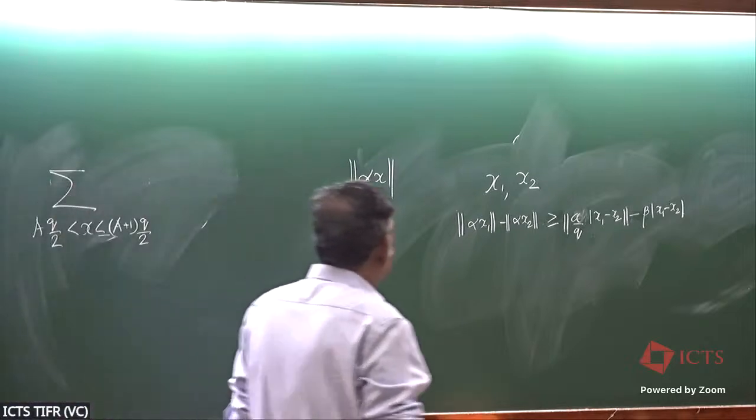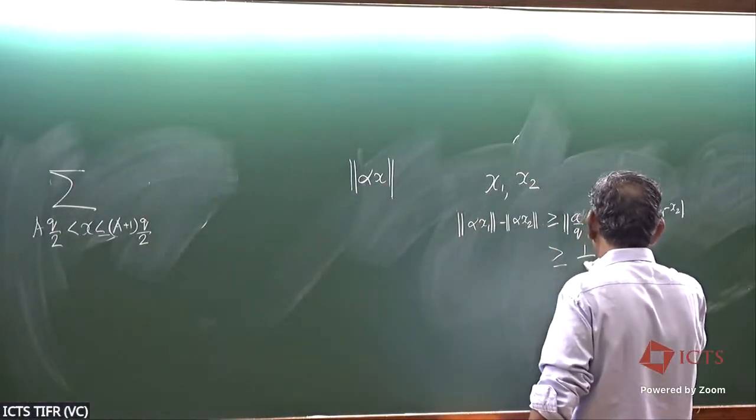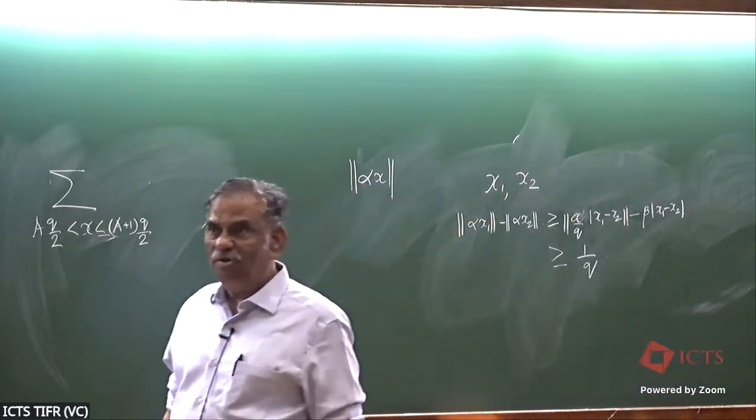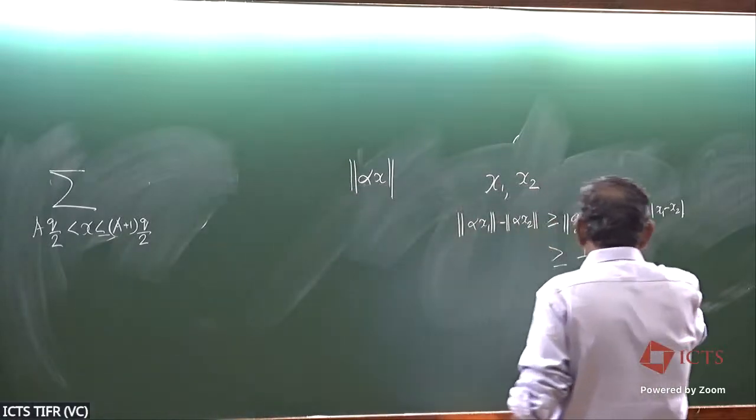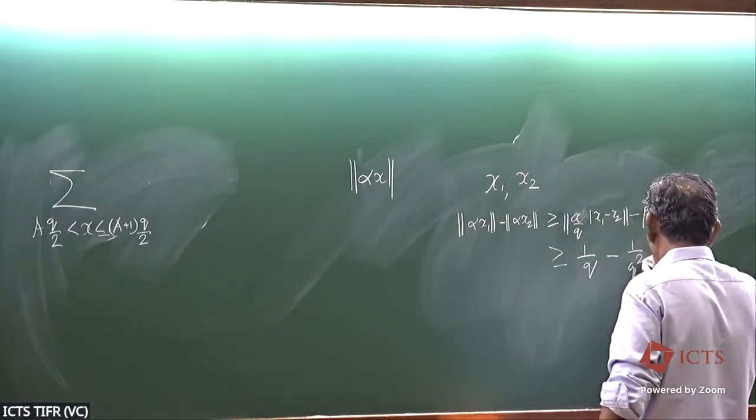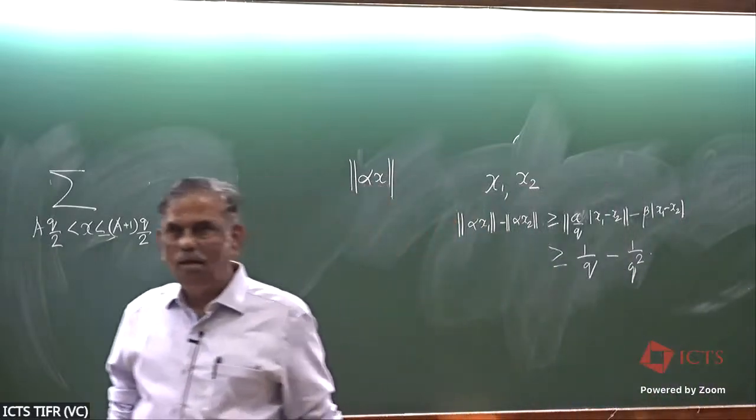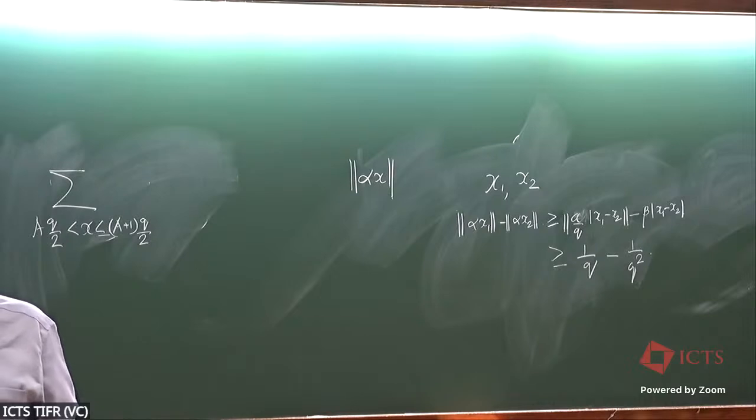And now look at this funny thing. This number is at least 1 over Q, because x1 is not equal to x2, and x1, x2 come from an interval of length q over 2. Since they come from an interval of length q over 2, it cannot be 0 mod q. Since it cannot be 0 mod q and they are distinct, therefore A over q into x1 minus x2 is at least 1 over q. Minus beta is at most 1 over q square, and x1 minus x2 is at most q over 2, because I am looking at the interval q over 2.